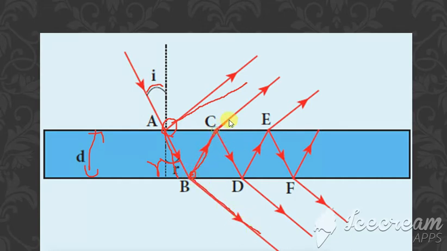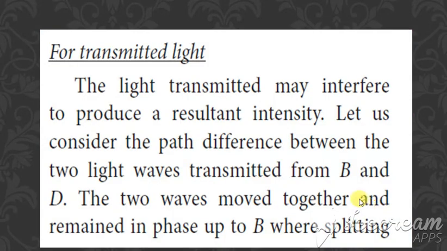Again here it is refracted and reflected, and here it is transmitted and refracted, so it goes on in this way. In this, we are going to see the condition for transmitted as well as reflected light, how they are. First we are going to see the transmitted light.